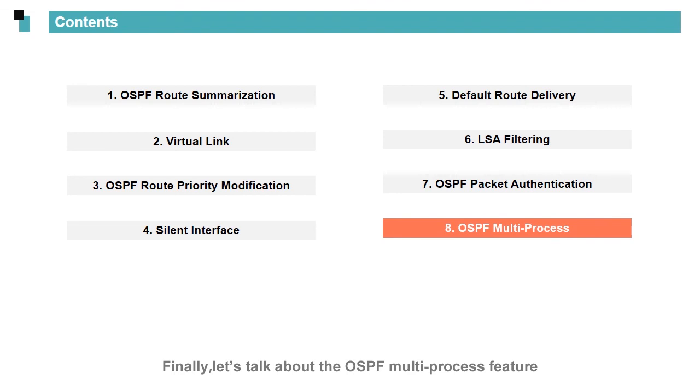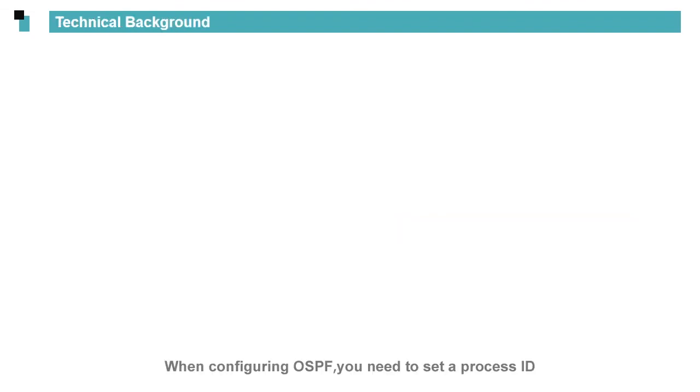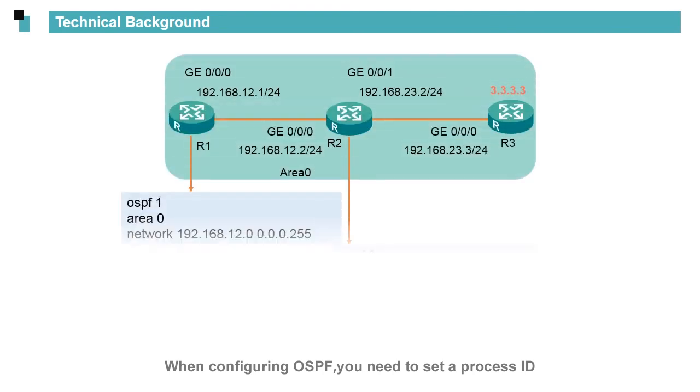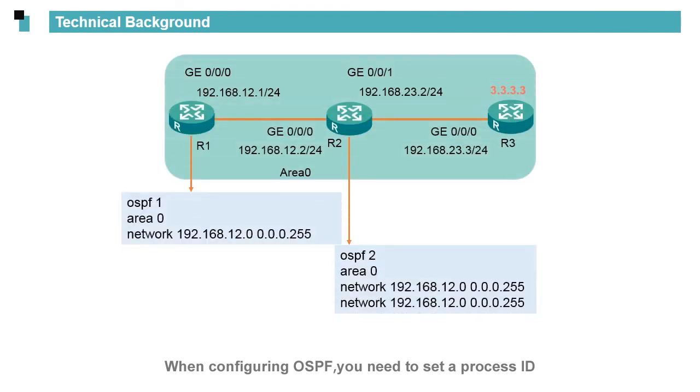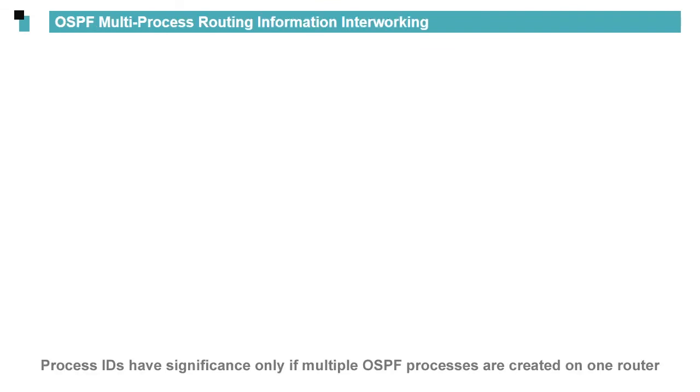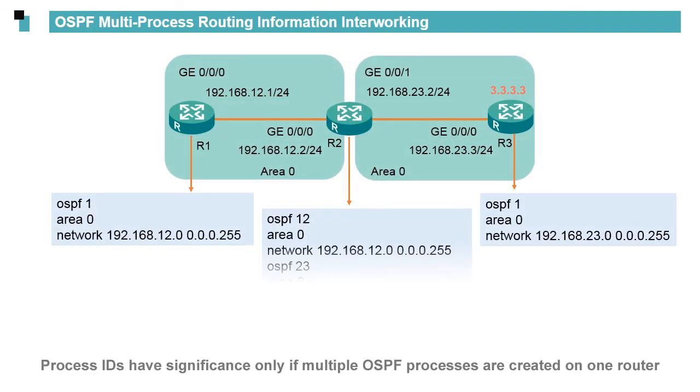Finally, let's talk about the OSPF multiprocess feature. When configuring OSPF, you need to set a process ID. The process ID is valid only locally. The process IDs on R1 and R2 can be different. Process IDs have significance only if multiple OSPF processes are created on one router.